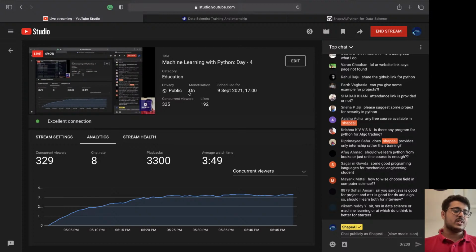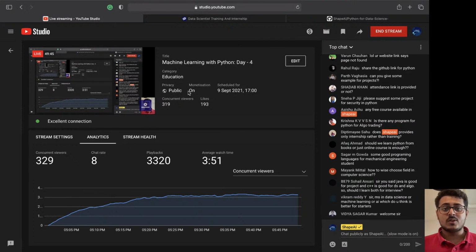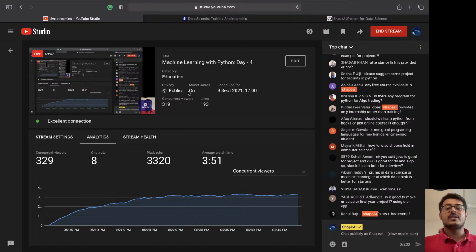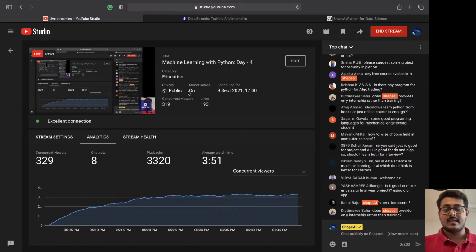MS in data science or machine learning or AI, what do you think is better for starters? Depends upon what you are able to get. If you're going for an MS from a 30th-rank college, then it's of no use. If you're going for an MS from a very good Ivy League college, then you have to get that quality of marks. Every college does not offer all three subjects. Usually it will be just one. So first qualify and then you can ask.